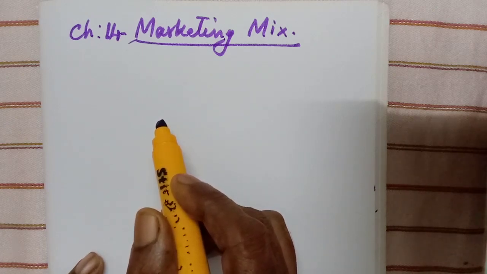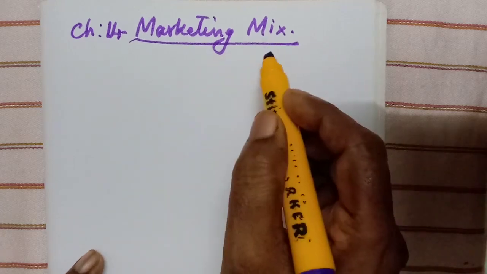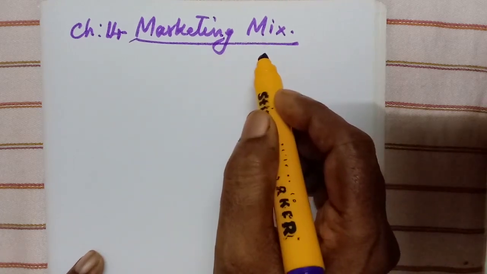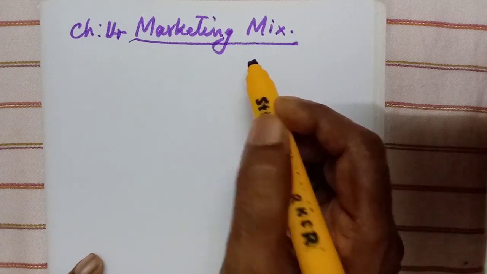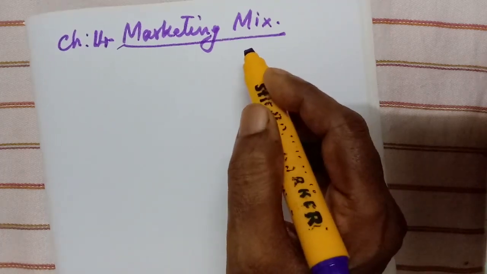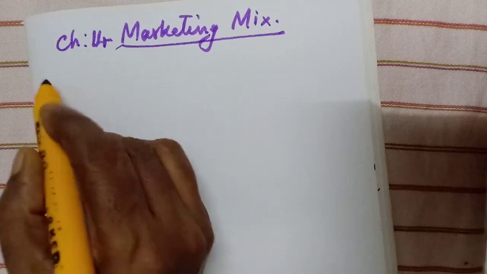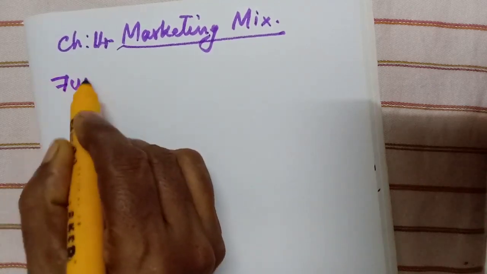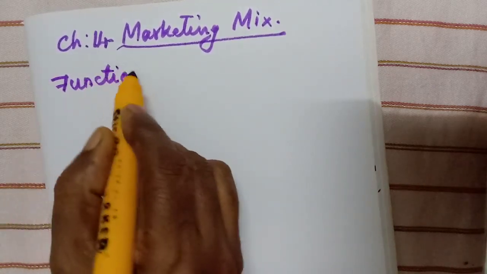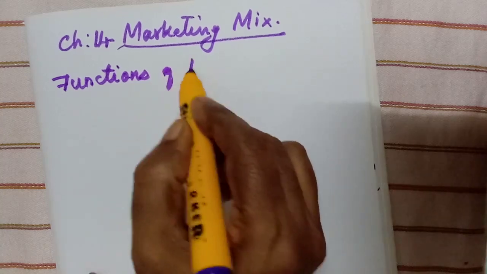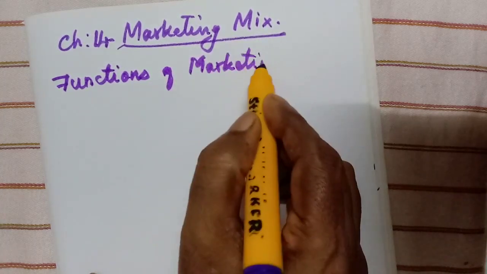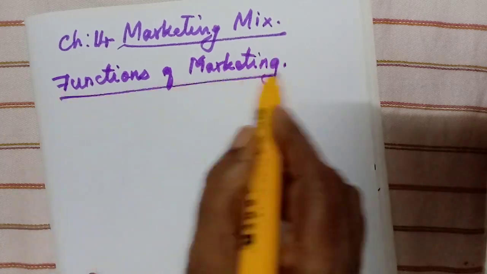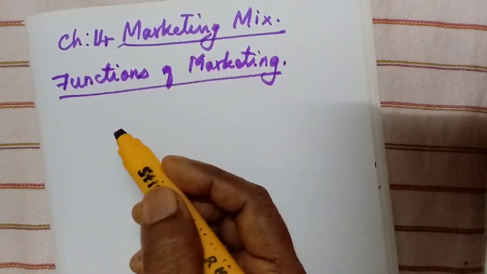In the 14th lesson, marketing mix, we have learned half of the lesson. The remaining half I will complete today. There, the first heading is functions of marketing. In the last lesson, we learned functions of a marketer. Almost the same will be coming here also. We will learn in detail.